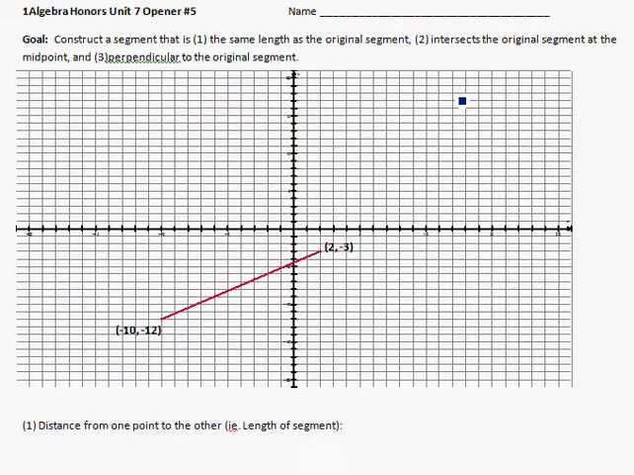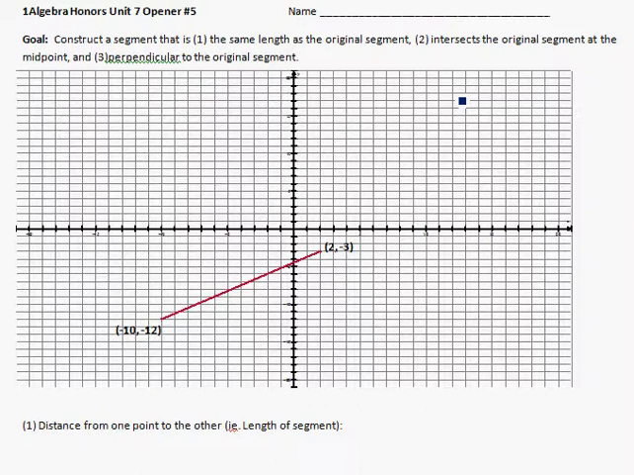The goal for Unit 7, opener number 5, is to construct a segment that is the same length as the original segment shown here, and that intersects the original segment at the midpoint, and is perpendicular to the original segment. In order to do this, we're going to have to use a few different formulas.